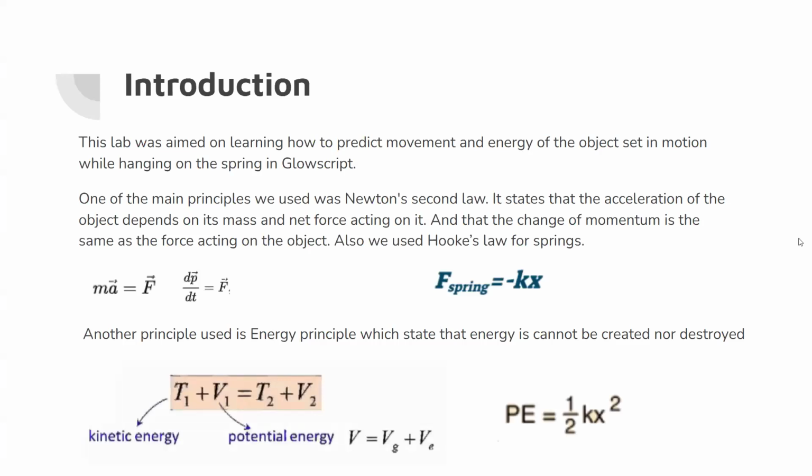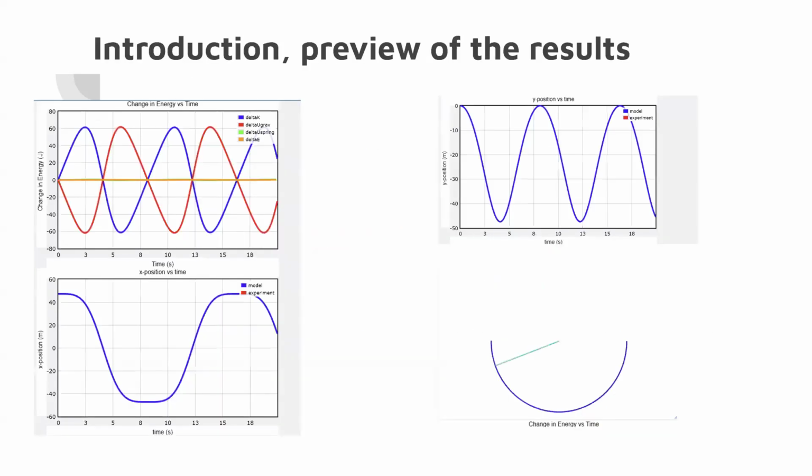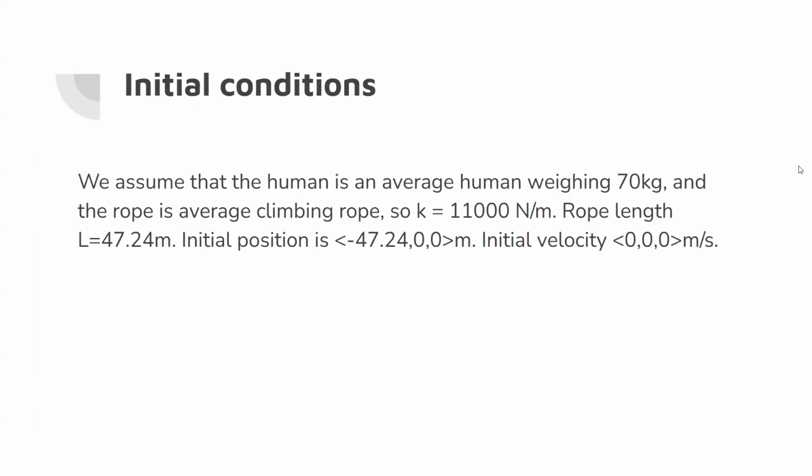We were using three main laws. Newton's second law, that's the acceleration of the object depending on its mass and net force acting on it, and we also used Hooke's law for springs to find the tension of the spring. Then we also used the energy principle, which states that energy cannot be created nor destroyed, and we used a really nice formula for the energy of the spring, which comes from both of the mentioned laws. Then this is a preview of the graphs of the results, but we'll get to them later.